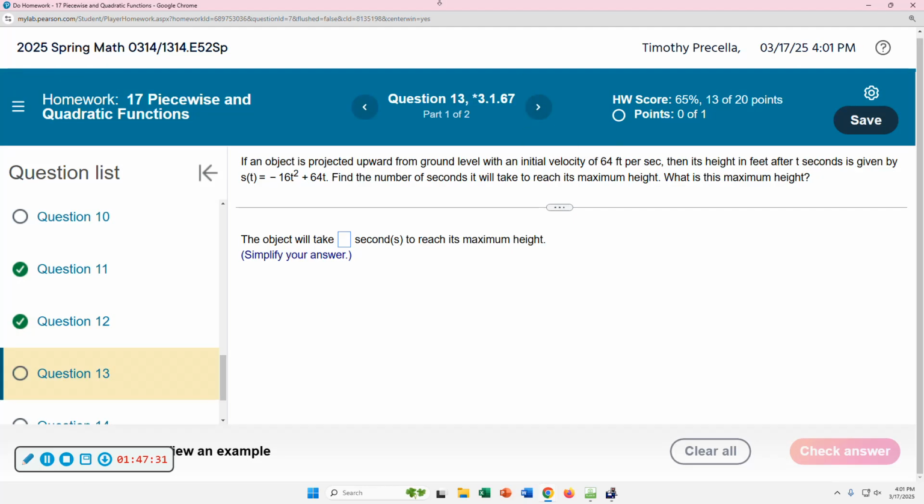But number 13: if an object is projected upward from ground level with an initial velocity of 64 feet per second, then its height in feet after t seconds is given by s of t equals, this is number 13. Let me write down the function. Hey, there's not an x here. S of t is equal to negative 16t squared plus 64t. Find the number of seconds it will take to reach its maximum height. What is that maximum height?